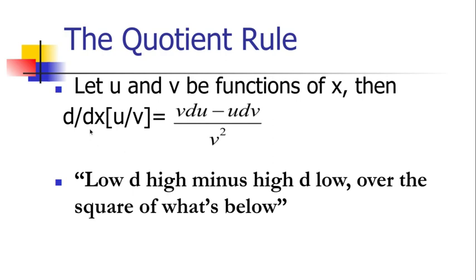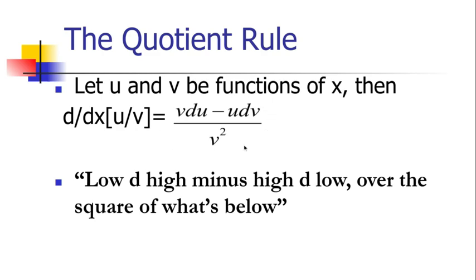Then the derivative with respect to x of u divided by v, so these are your two functions of x being divided, is this. And this one's a little difficult to remember, so we're going to have a little phrase to help us. So v, which is the bottom function, du, the derivative of the top function, minus, and this is important because this is not a commutative rule like product rule is, u and v cannot be interchanged, so minus u, which is the top function, times dv, the derivative of the bottom function. And then we just put the bottom function squared.